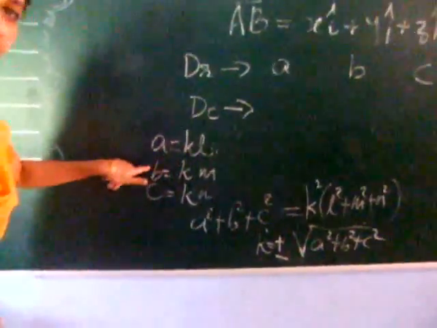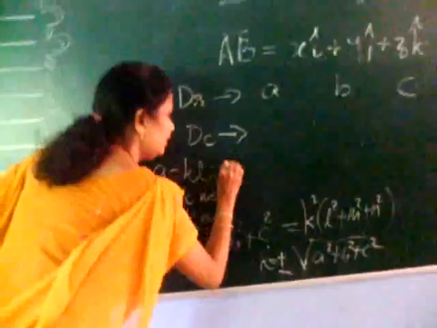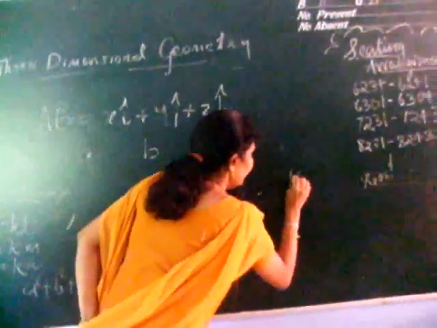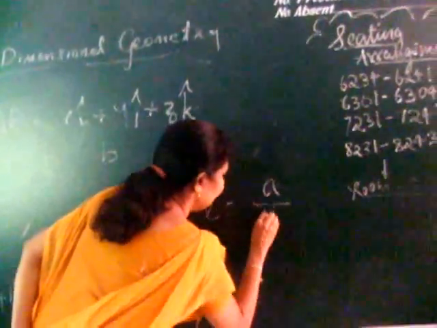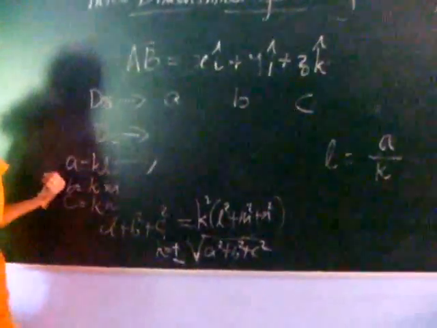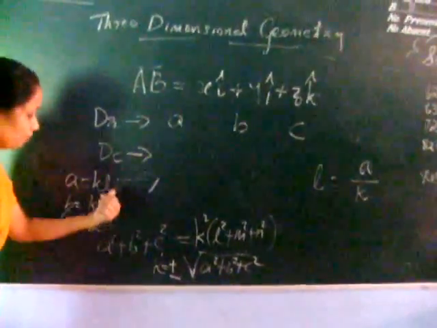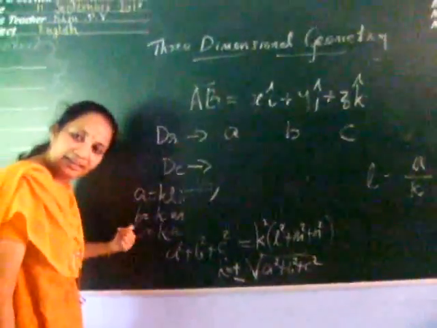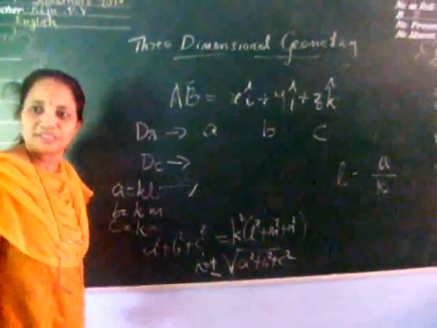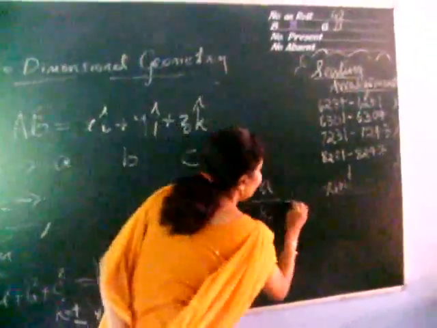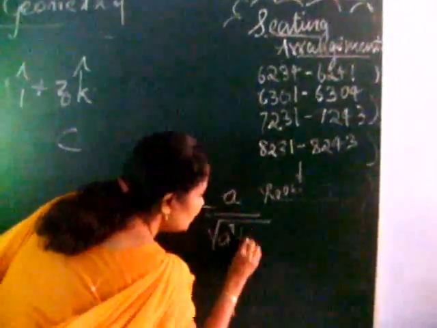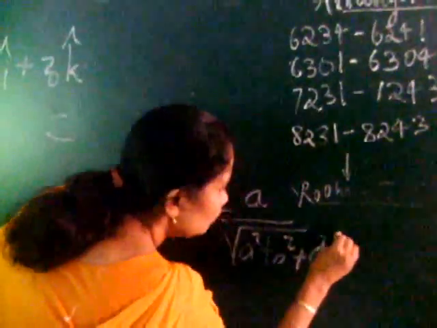Since A equals KL, L is equal to A by K. Replacing K with root of A squared plus B squared plus C squared, we get L equals A divided by root of A squared plus B squared plus C squared.